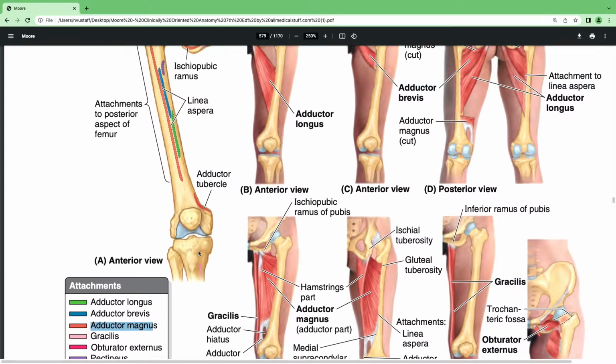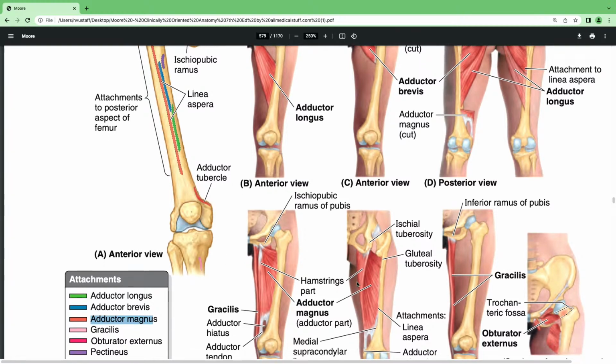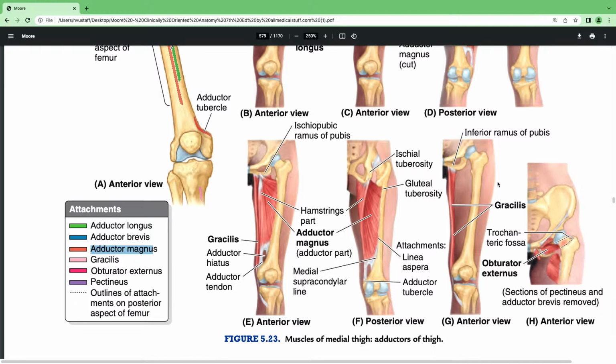So it passes towards the adductor tubercle. So that's how it looks like. At the same time, we do have one of the most, if you ask me, one of the most beautiful muscles of our body, and this is particularly the gracilis, which literally represents the medial wall of the thigh, as you can see, and the part of the gracilis is very interesting.